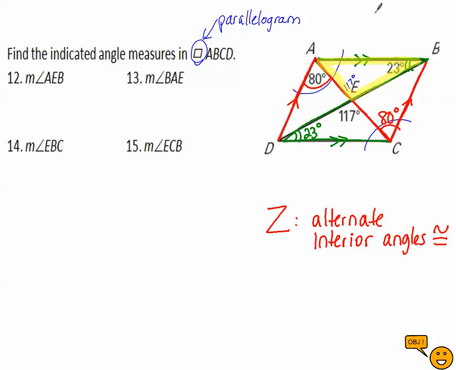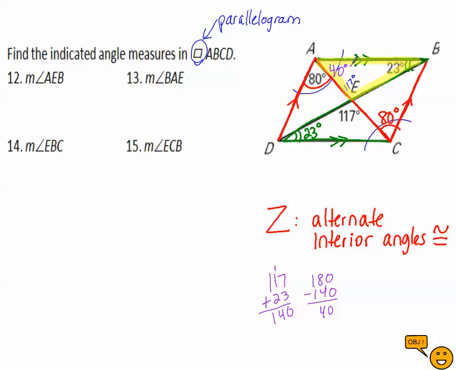So 117 plus 23, the two angles of that highlighted triangle, together makes 140. 180 minus 140 gives us 40. So this missing angle right here is 40 degrees, because remember they have to add up to 180 degrees.